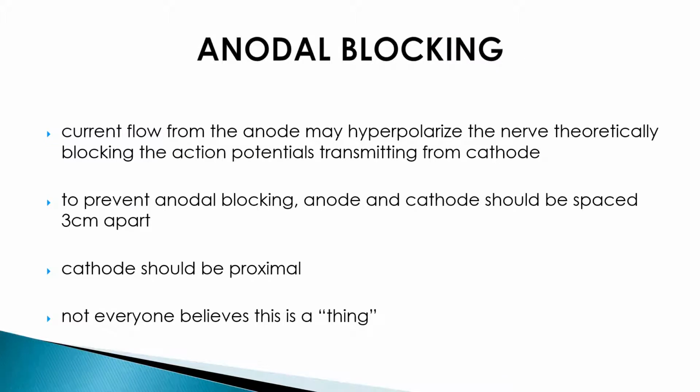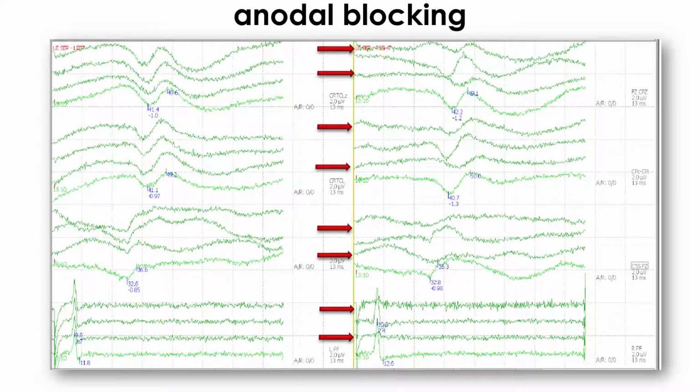Anodal blocking is something that occurs if you switch the anode and cathode when you go to stimulate doing your SSEP. So remember that the cathode should always be proximal, more towards the head. I've read in some publications where they don't believe this really happens, but I've seen it happen a few times, and this is actually one of my cases.